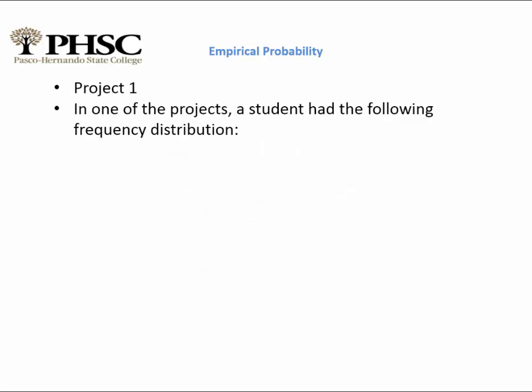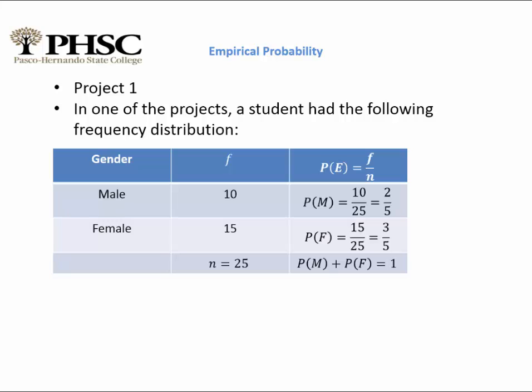Here's an example from project 1. In one of the projects, the student had the following distribution for gender. They had 10 males and 15 females. So the sum of the frequencies is 25. What's the probability of male? There are 10 males, 25 in the sample space, so the probability of a male will be 2 over 5. How about female? 15 females, 25 total. The probability of a female is 15 over 25, or 3/5.